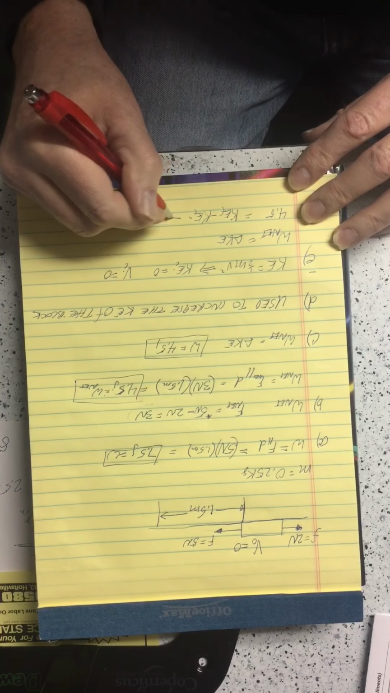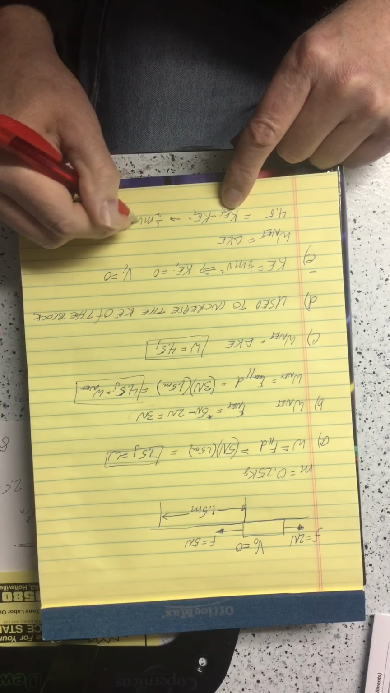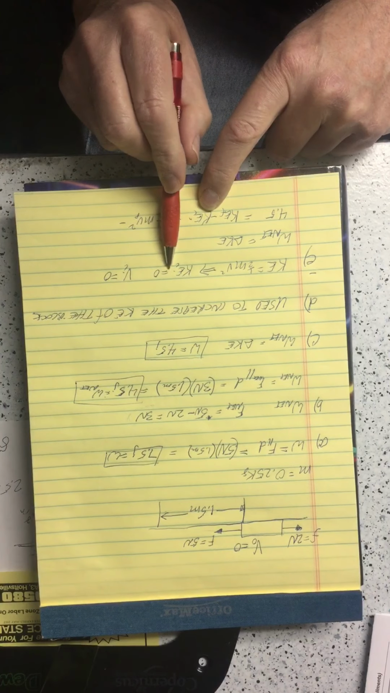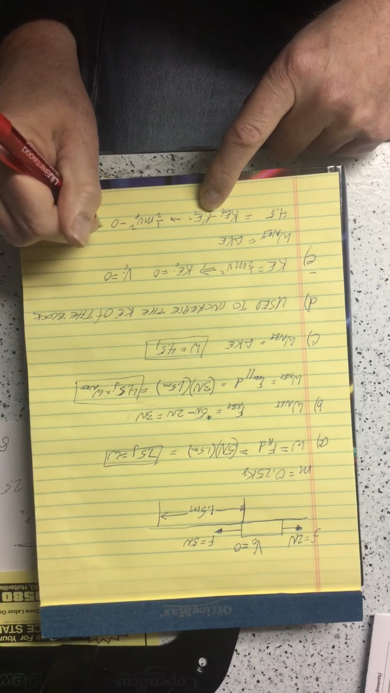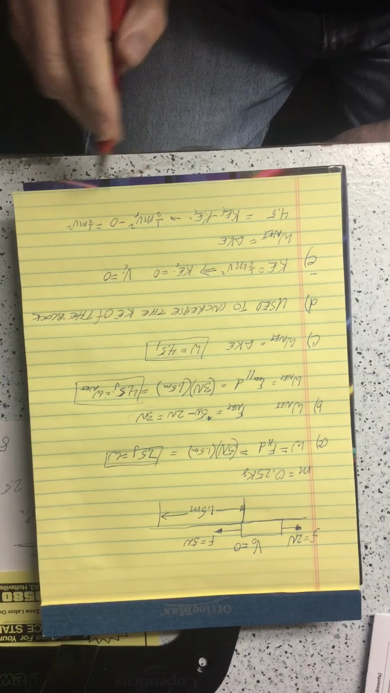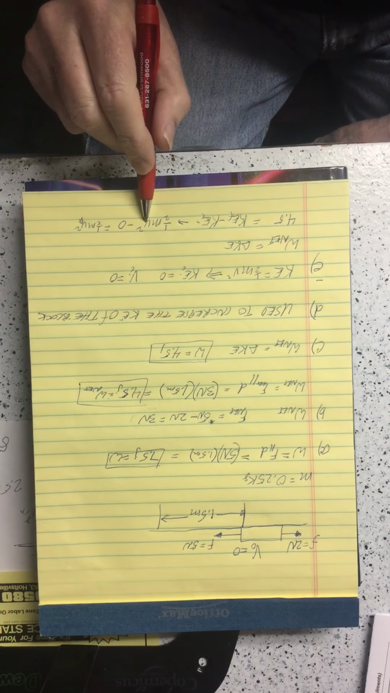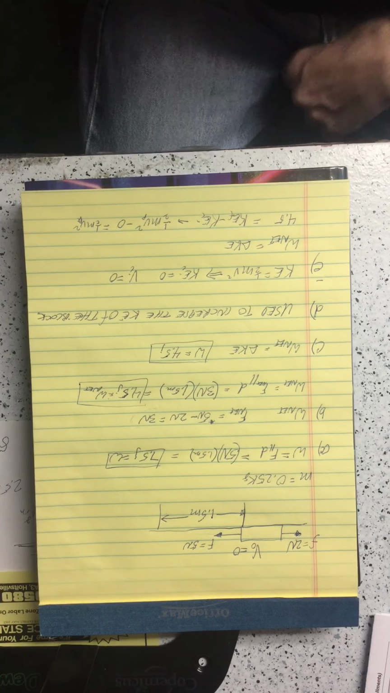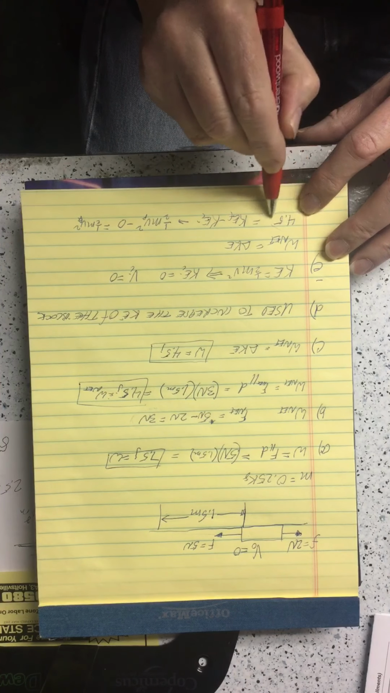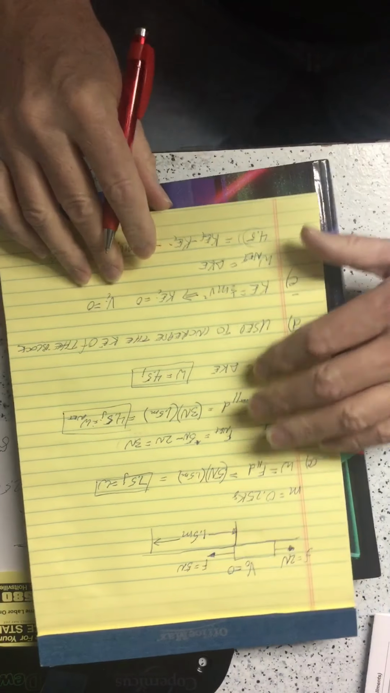Running out of room, so I'm going to go this way. Kinetic energy final would be 1/2 mv squared final minus kinetic energy initial. Well, we already said the initial kinetic energy is 0. So this is just equal to 1/2 mv squared. If we know what the final kinetic energy is, we can determine what the final speed is. We know the final kinetic energy is 4.5, right? So we can write down our equation.